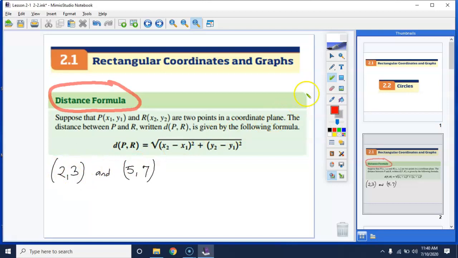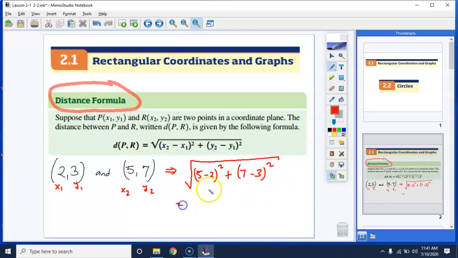So that's my first pair, so this one should be x1, this one should be y1, this one should be x2, this one should be y2. And then let's plug them in. So x2 minus x1: it should be 5 minus 2 squared, plus y2 minus y1, 7 minus 3 squared, all in a square root, right?